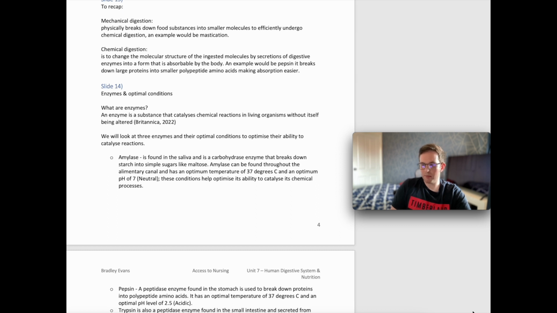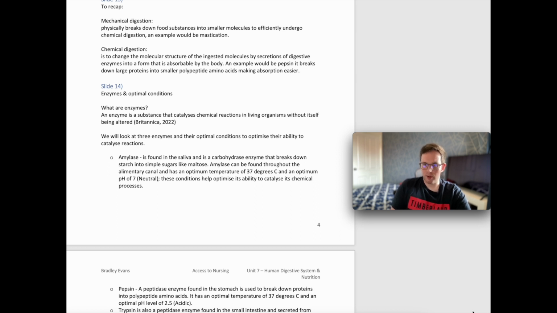So again, I make a point of optimum conditions for enzymes. Even though I spoke about it earlier, I mention it again. And I'm also mentioning more than one here. So it says you need to mention 2, I'm mentioning more.